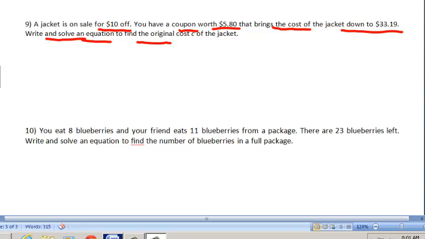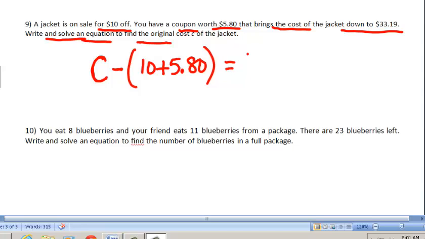Okay, so let's say I don't know the cost, that is the C, and from this cost I have to take away the total discount, which is 10 plus $5.80. This is the equation form. You've done these before. Now we are just putting it in a formal equation form, equals 33.19. Okay, now go ahead and solve it.